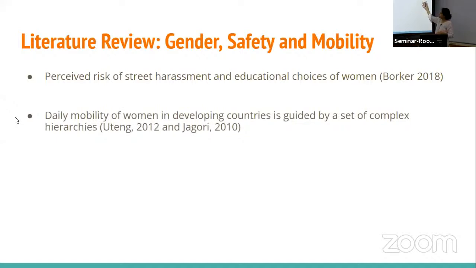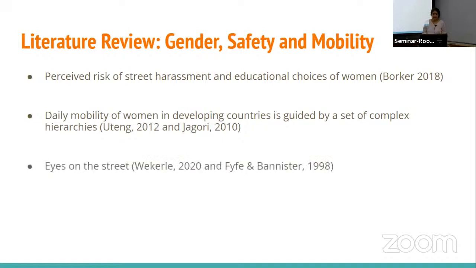There is, of course, a range of literature that talks about how daily mobility of women in developing countries is guided by a set of complex hierarchies. We won't go into the details now, but there's a lot of literature, typically ethnographic, about women's mobility, right? There is work on eyes on the street. You know, why for women it's actually important to have people on the street. Just having eyes on the street makes a street safer.